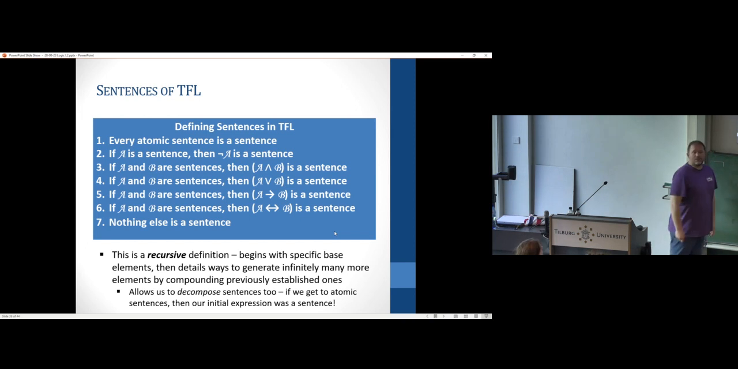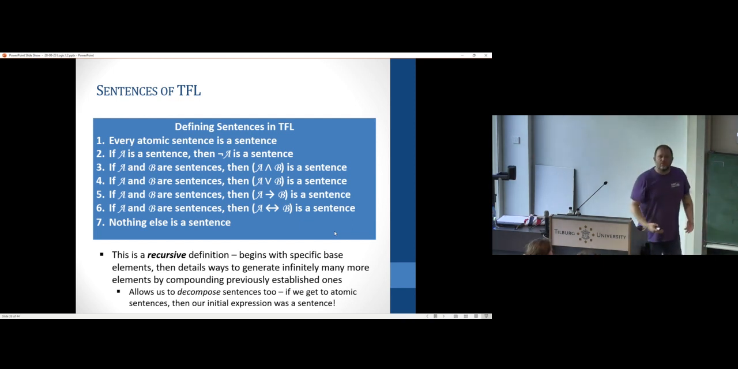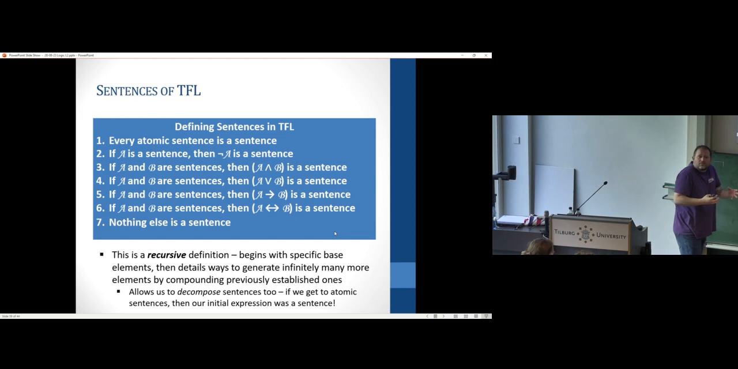So this is a 7-clause definition for what a sentence in TFL is. Our first clause says every atomic sentence is a sentence. That's the beginning. Those are our one-by-one Lego that we build everything else from. Every other clause, clauses 2 through 6, note their structure. They are all conditionals. They say if you already have a sentence, then you can use the connectives in these ways to give you something that is also a sentence.